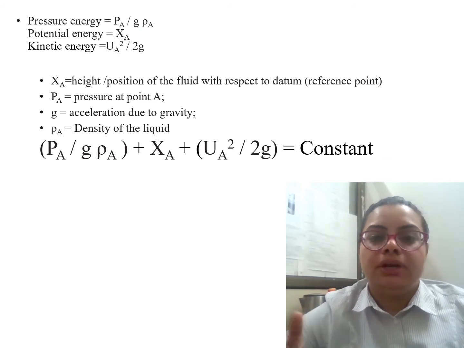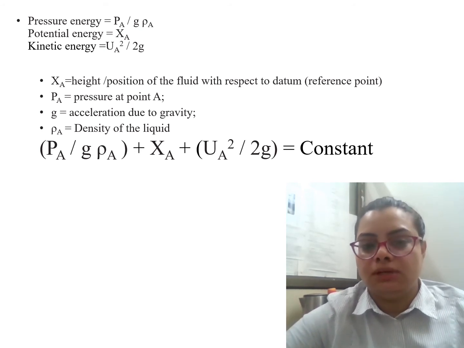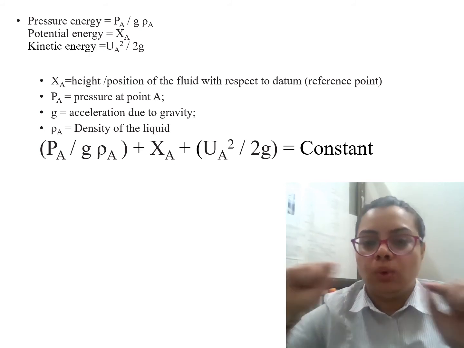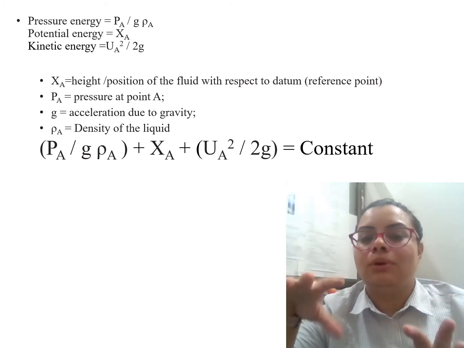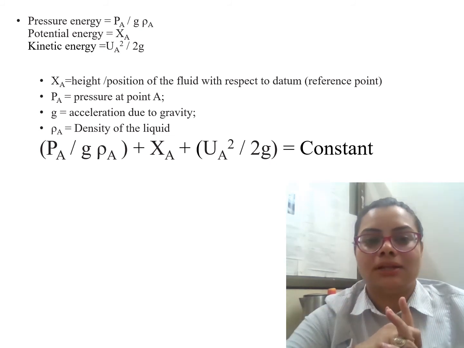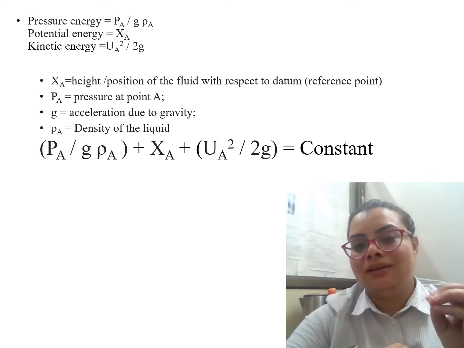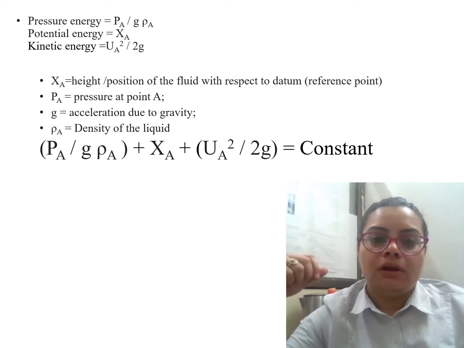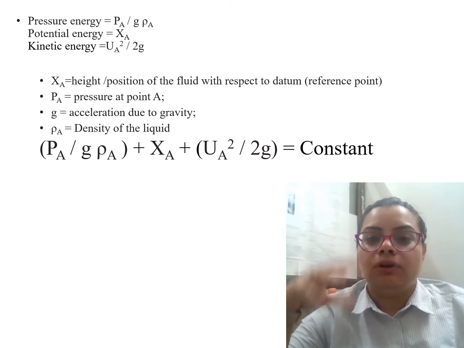Okay, so if we take all the energies in total, that will be Pa upon rho into G plus Xa plus UA square by 2G is equal to constant. So at point A and at point B, the sum of these terms will be constant if the liquid is incompressible. Another point to be noted here is that while the fluid travels from point A to point B, there are some losses in terms of energy during the flow of the fluid, so that will also be considered.